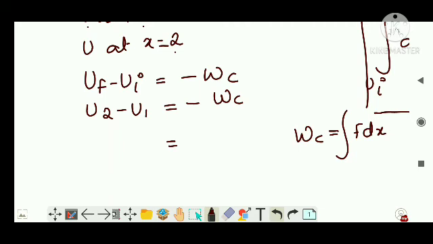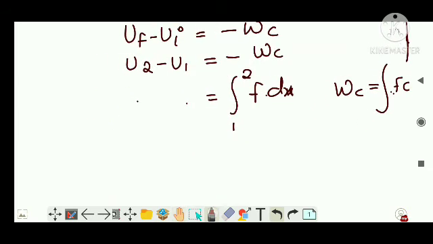It's just like the previous one here, right? So here, in place of WC, I will write integral F dot dx, from x1 to x2. Here x1 is 1, and x2 is 2. Clear? Right, this is U2 minus U1.